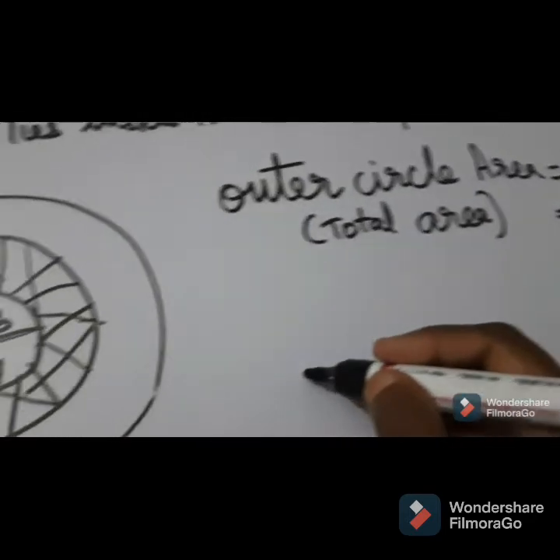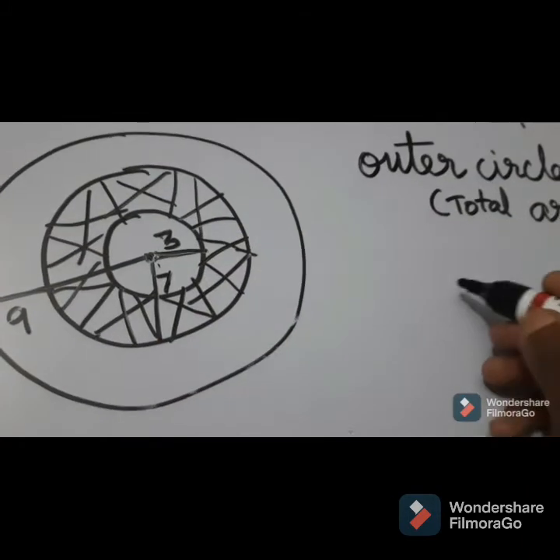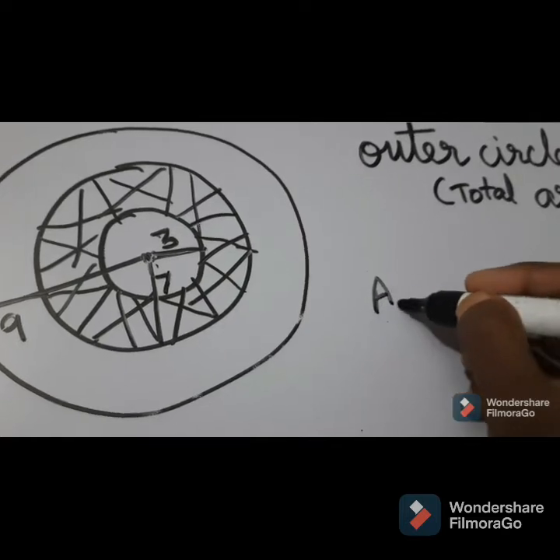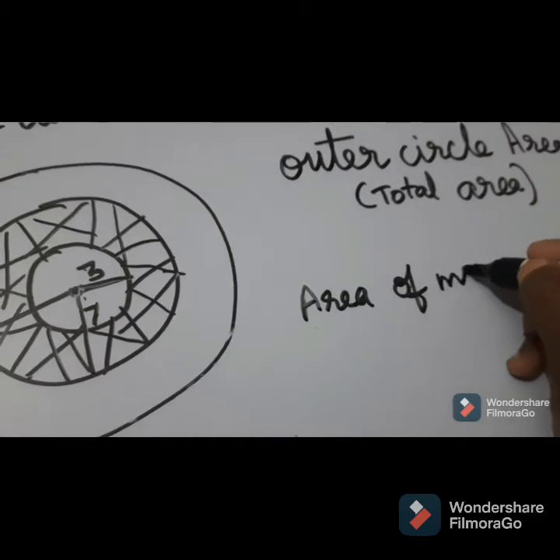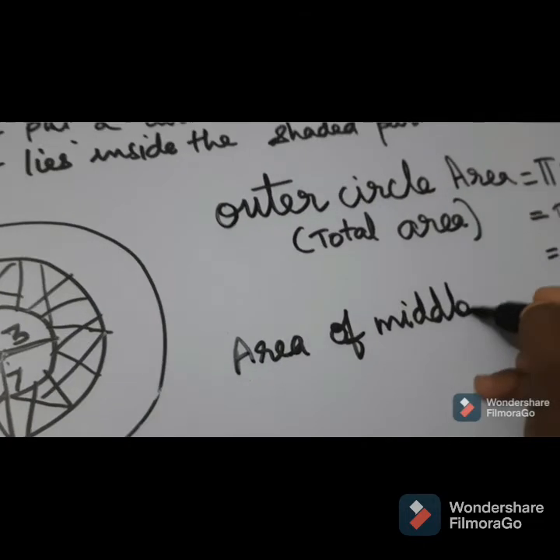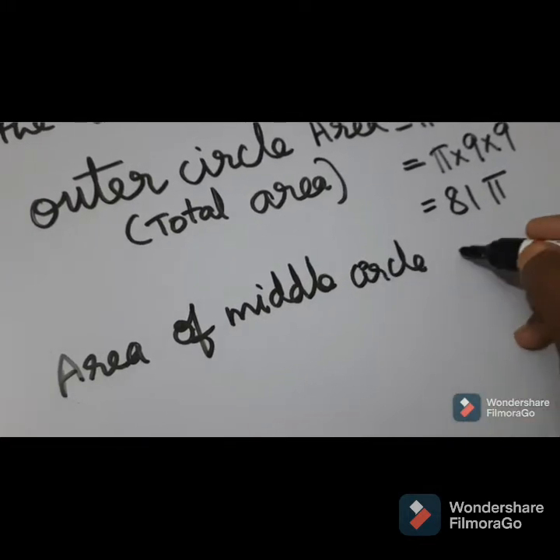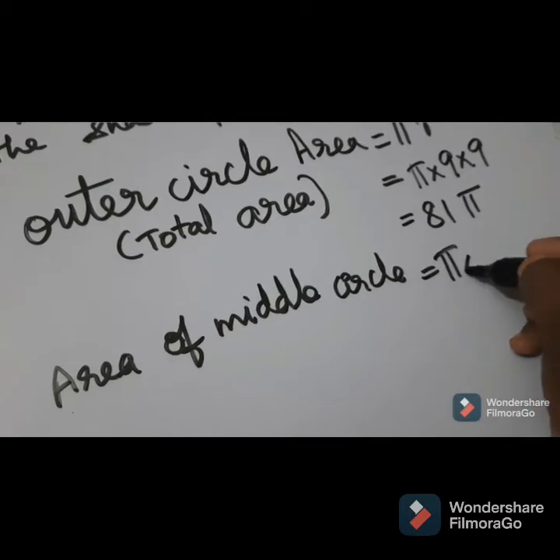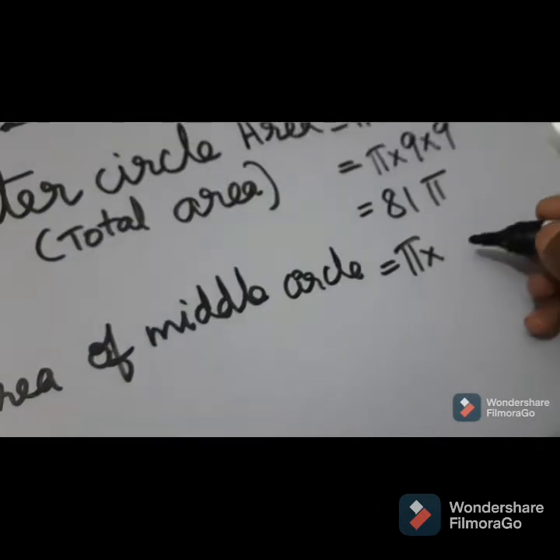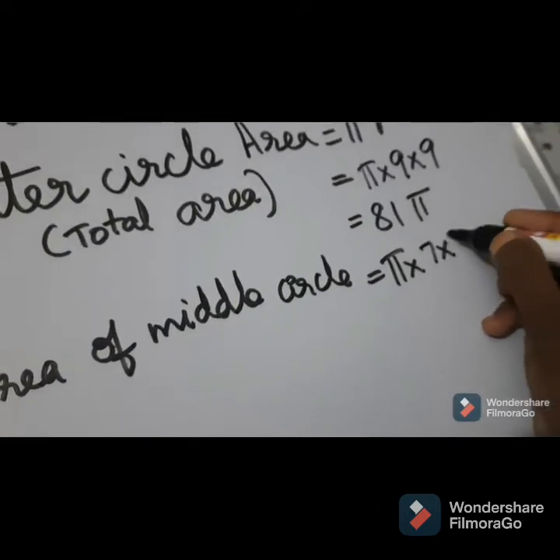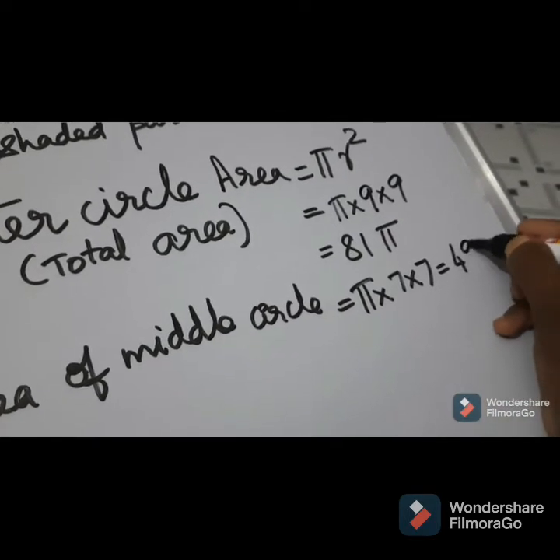Okay. Then now we want the area of this second circle. Area of middle circle, that is equal to pi r square. R means what? R is 7. So we can write 7 into 7, r square. 7 into 7, that is equal to 49 pi.